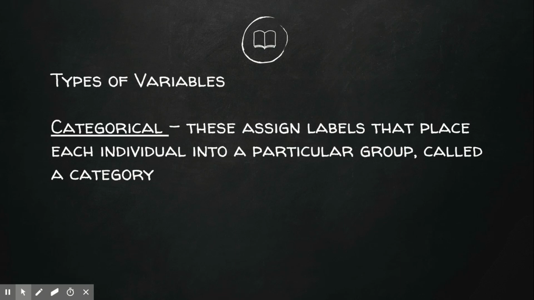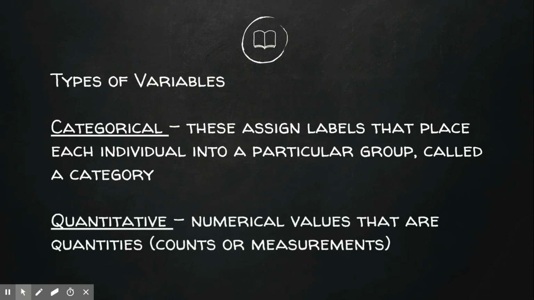Now, this could be something like eye color or gender or what school you go to, what city you live in. These are all categories. The second type of variables that we're going to deal with in this class are quantitative variables. These take on numerical values that are quantities such as counts or measures. So your height, the number of siblings you have, your GPA, all of these are quantitative variables.